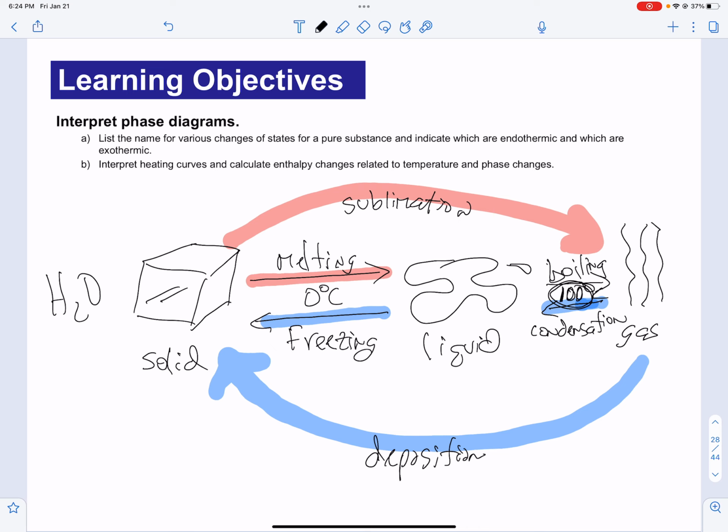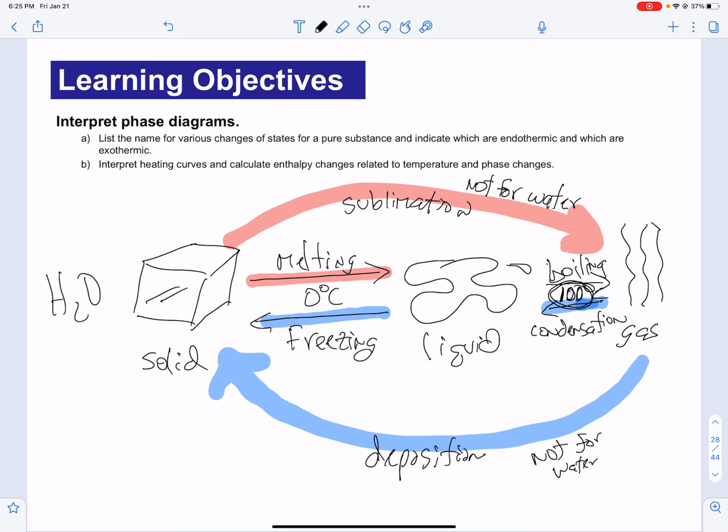Sublimation and deposition do not happen for water, not for water, but I wanted to show it to you anyway. That diagram is for anything in general, but sometimes at 1 atmosphere of pressure, it doesn't happen. So this doesn't happen for water. If it was dry ice, then you will see that process.